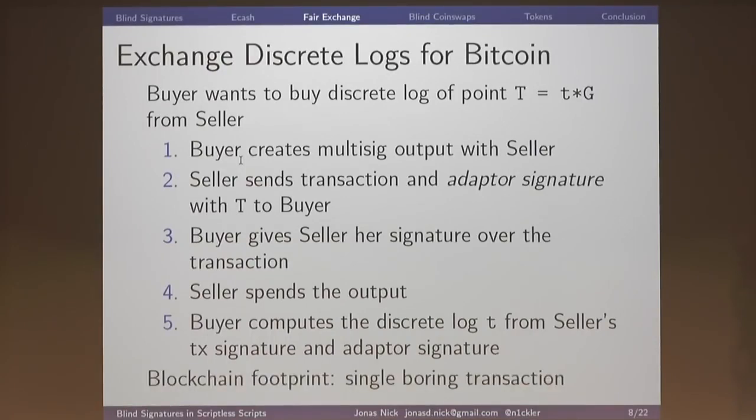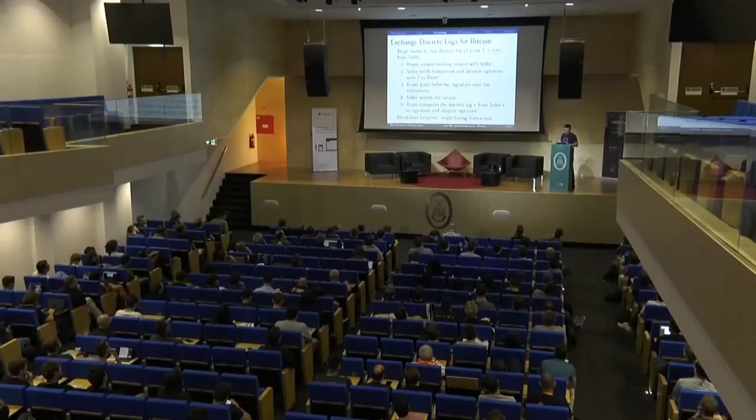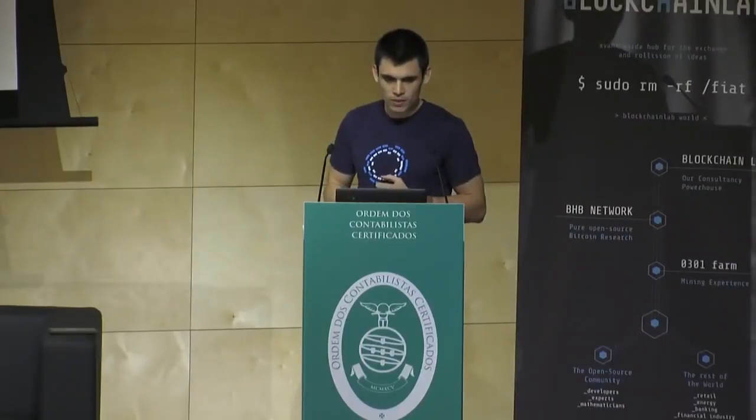So the only thing that happens on the blockchain is a single transaction, and this is just a normal payment. Nobody looking at the blockchain can see that this is actually happening off-chain.